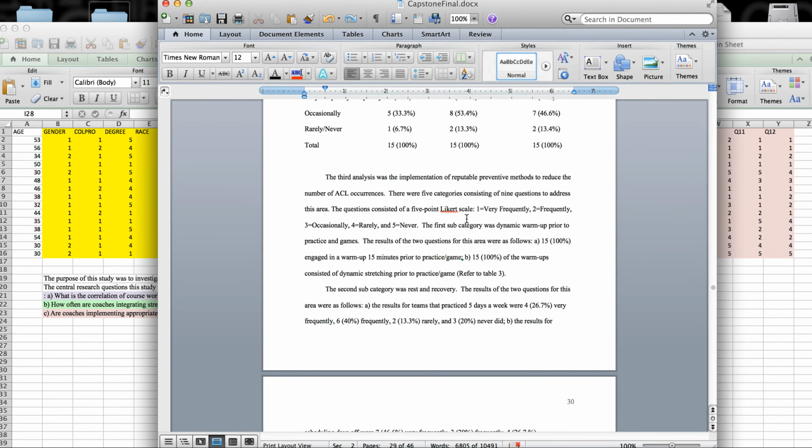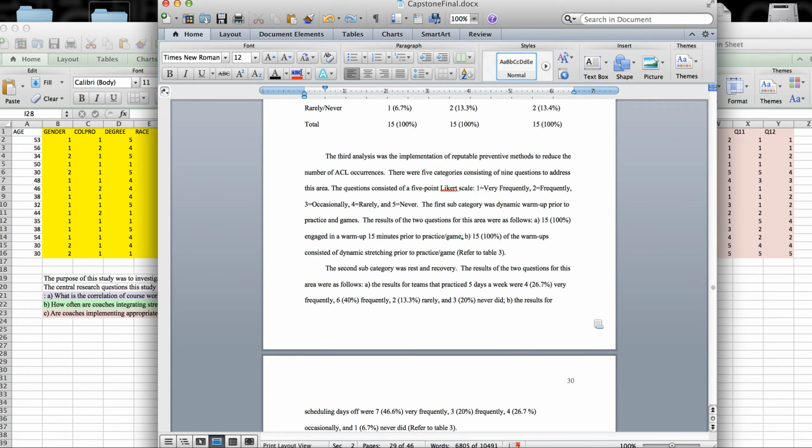And then she gives the categories. There are 5 categories consisting of 9 questions to address this area. And she proceeds to explain what the categories, how they were designed with a 5-point Likert scale, and then she proceeds to discuss them. So here's the first subcategory was dynamic warm-up prior to practicing games. And then she gives the results, and she refers us to the table.